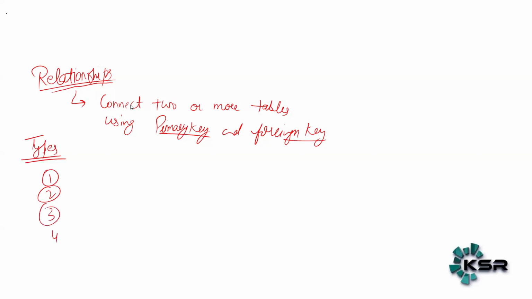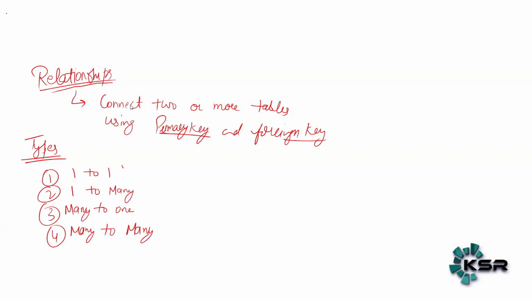So how many types of relationships are there? You clear on this, because we are revising this, so I don't want to give much time on it. There are three types of relationships: one-to-one, one-to-many, many-to-one, and many-to-many.